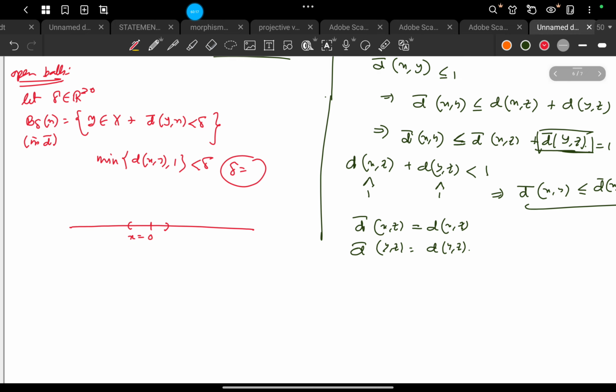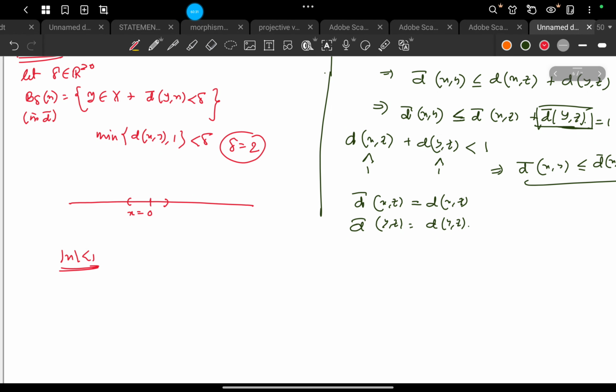But if I take delta to be larger, let's say I take 2, so then 0 comma 2 must come. So then it will be just like, let's say, 0 and 1. Suppose for any y, mod of x minus y, this must be strictly less than 1. So of course it will take 0, minus 1 and 1 as well. Yeah, it will take minus 1 and 1 as well. Okay, so that means it is basically a closed set.